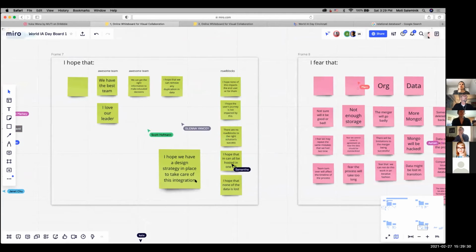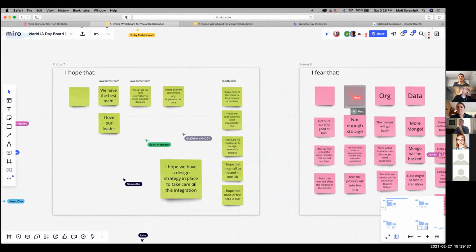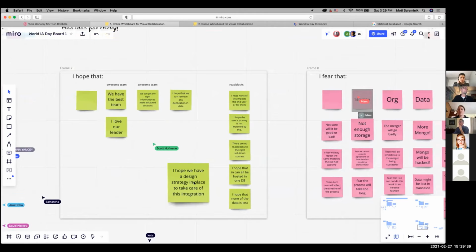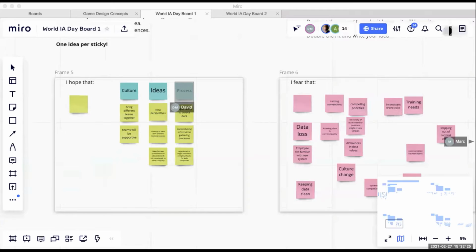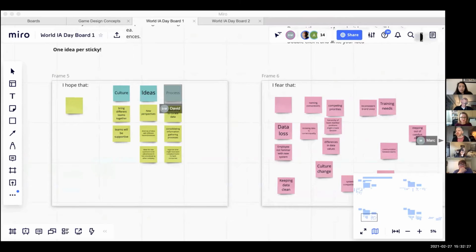All right. Looks like you guys are good in your categorization exercise, right? Yeah. Good deal. So you've got 4 minutes left. How you guys doing here? We've got our hopes categorized. So I was going to move over and categorize the fears. Awesome. So make a sticky at the top of each one. Oh, yeah, you got it. Okay. So culture, ideas, process. Beautiful. Good deal.